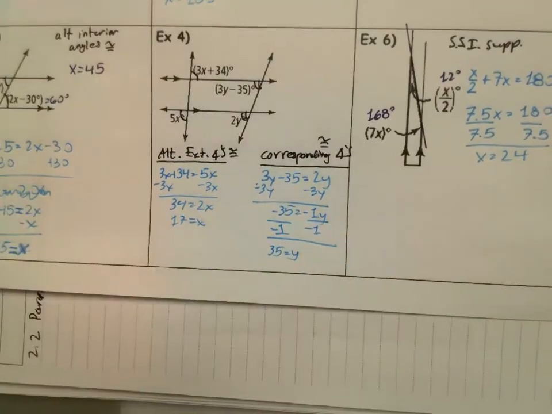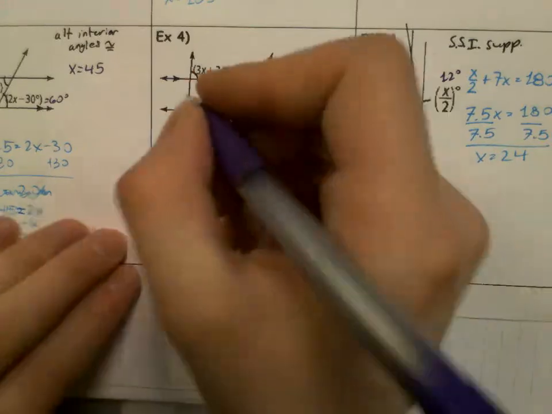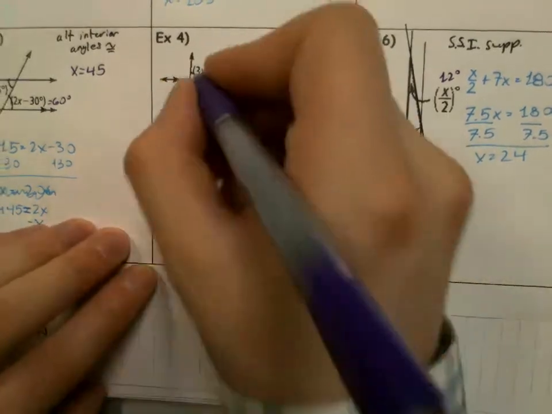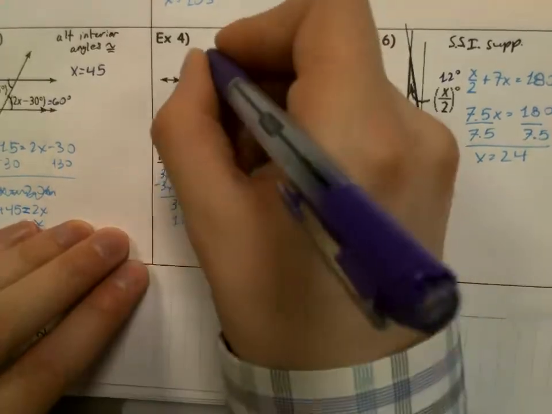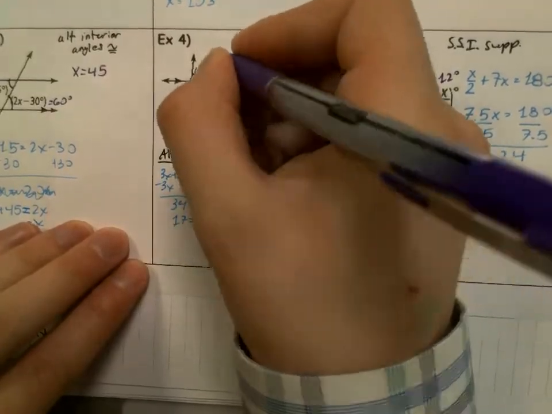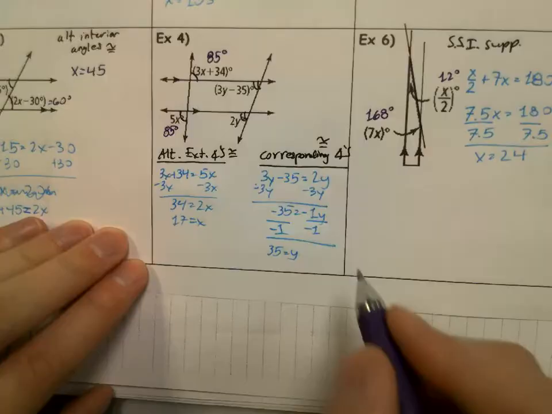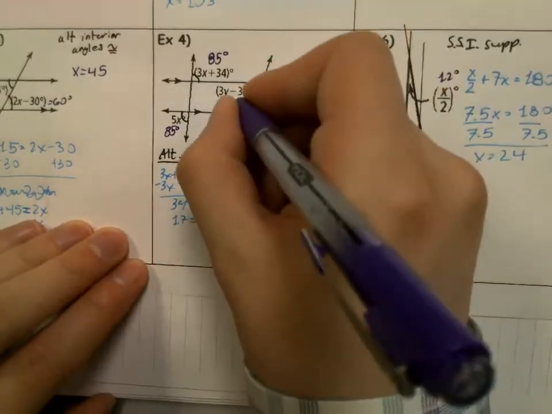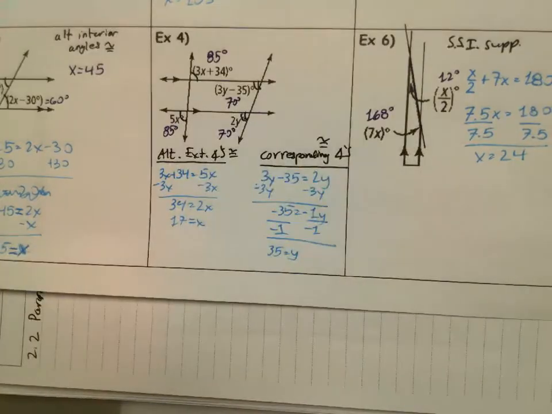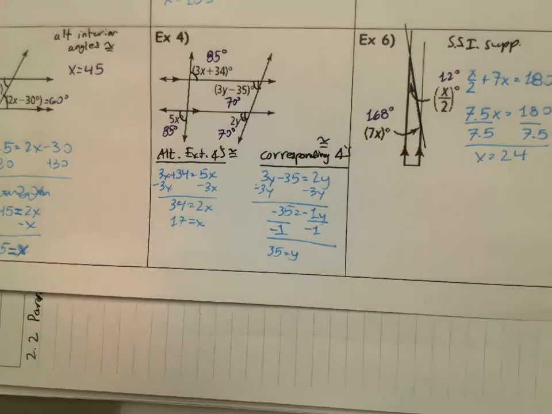Plugging those values back in above. For this one, you plug in 17 for these x's. You should get 85 for this one and 85 for that one. They are congruent after all. The other one, you plug in 35 and get 70. So that means this is also 70. And that's your final answer for 4.